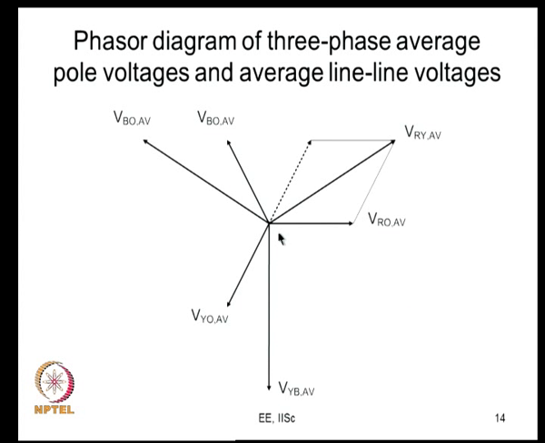If let us say you are able to produce such a VRO average and a VYO average as given by this phasor and VBO average given by this phasor, then you can get your VRY average as desired by the difference between that. Again VYO average minus VBO average will give you this VYB average. Again this VBO average minus VRO average will give you your VBR average. All right. This should be, there is an error here.